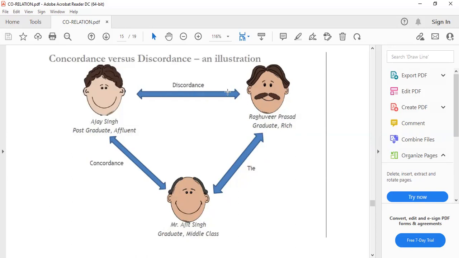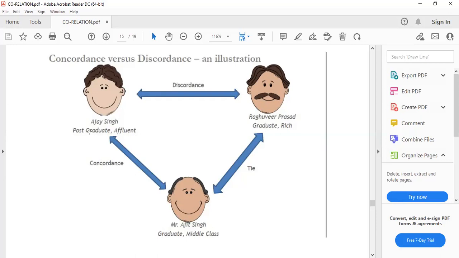And look, this is discordance. Here, this is your education level, postgraduate and this is graduate. So look, affluent and rich. If one member of a group is greater than the other and the member of the other group is less than the second one, then there is a discordance. I will show you the mathematical definition, then you can understand. Suppose here postgraduate is over graduate, but rich is considered to be higher than affluent. So that is the main thing.